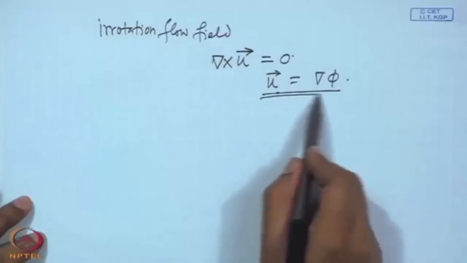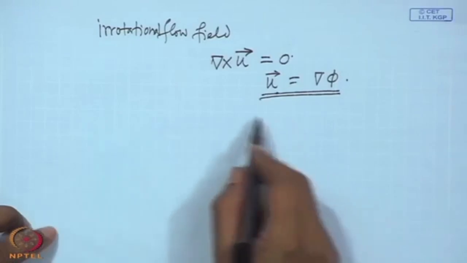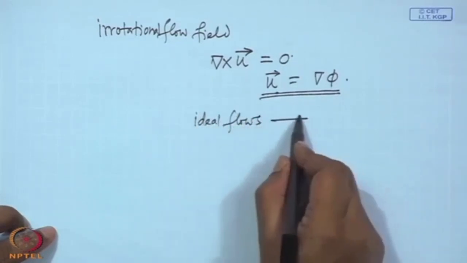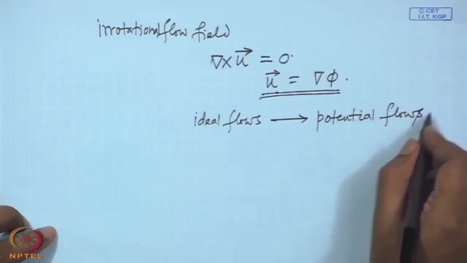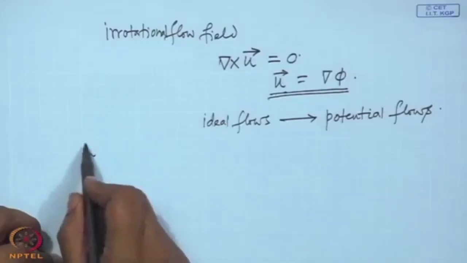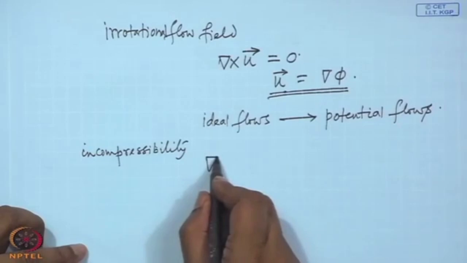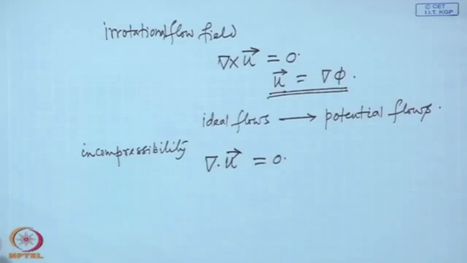So, this is what we get from this: irrotational. That is why these ideal flows are also called potential flows. Earlier, the flow was not potential; only one part of the flow was potential, and there were other parts also. But now we have only the potential part. And incompressibility implies that the velocity field is solenoidal or divergence free: no rate of expansion, no expansion.